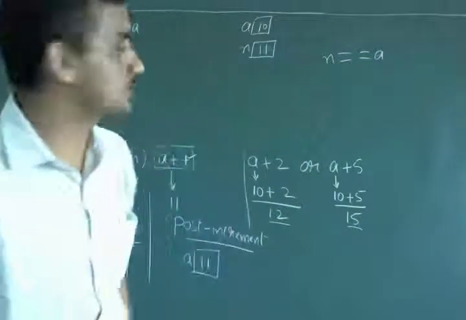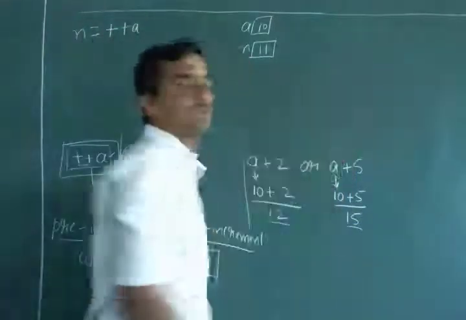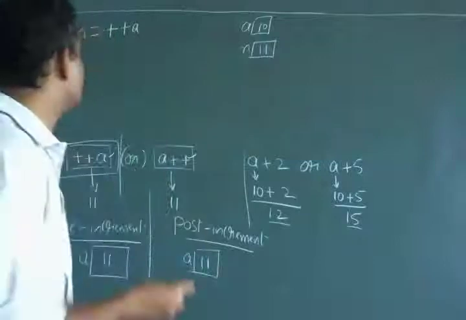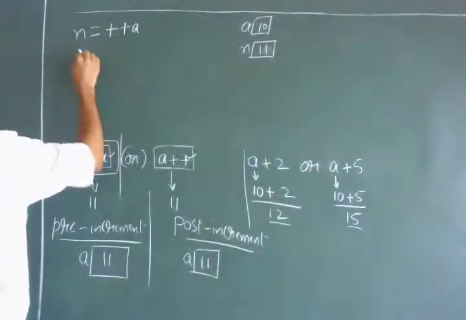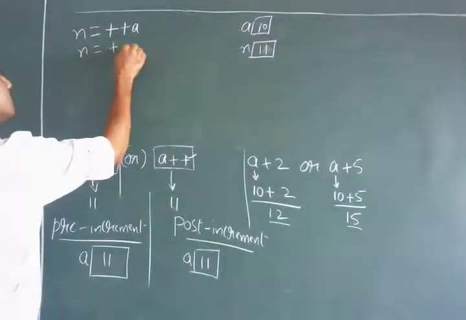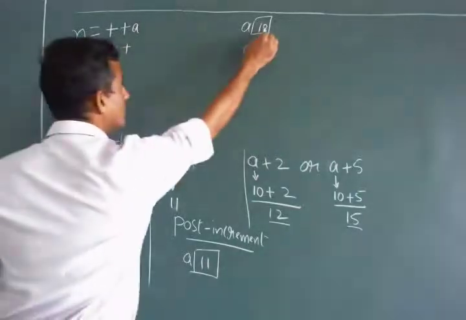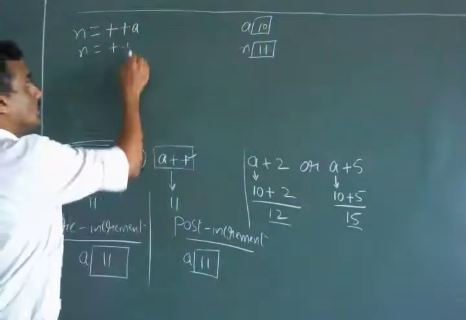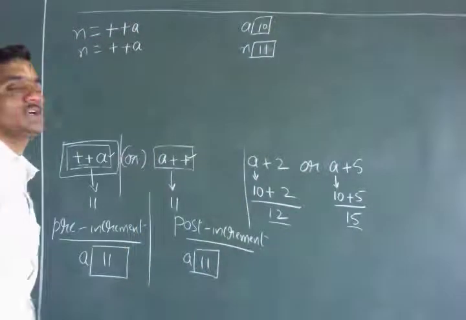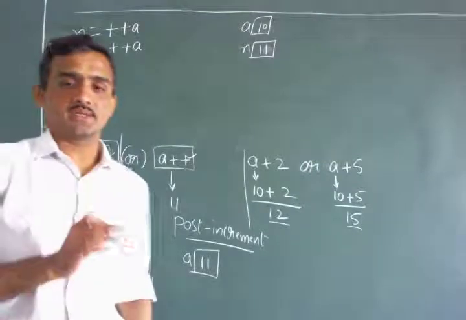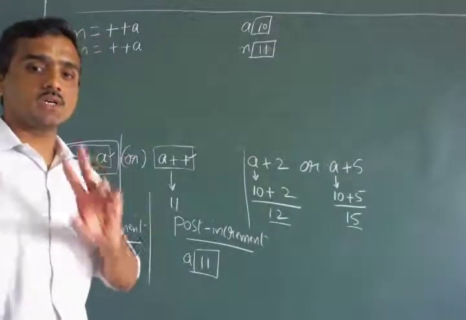Now coming to this point, there is only one equals to sign, which is called the assignment operator. So I will not substitute here. So n is equals to plus plus a. See, the value of a is 10, right? I will not substitute. One more time, you will write this statement. Here, I will tell you what happens actually. We have two sets of operators.